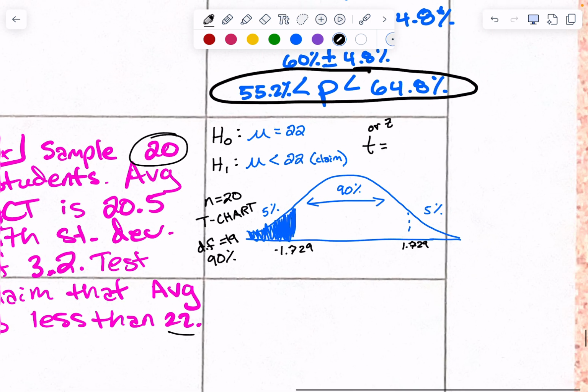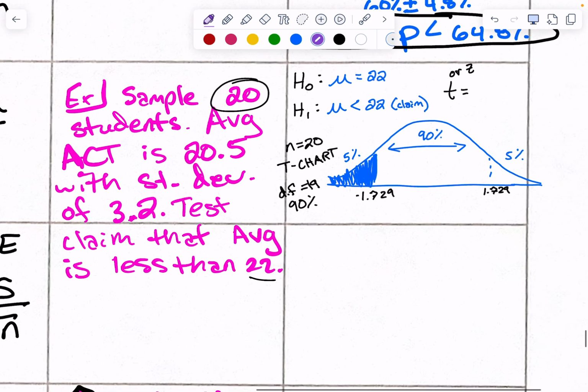Okay, all right, now what do we do? We've got to plug it into our calculations. N equals 20, is what we said. 20.5 is X bar, the average of those 20, with a standard deviation of 3.2. So that's S, whatever standard deviation they give me. And then this 22 is what we're testing, the mu.